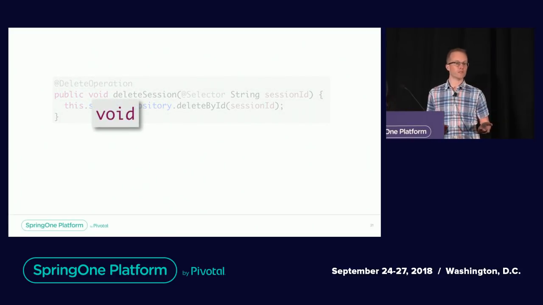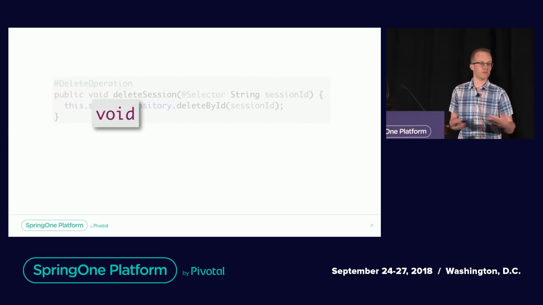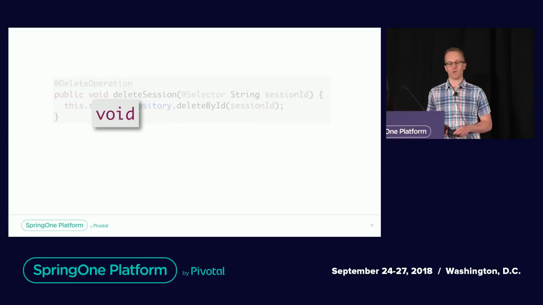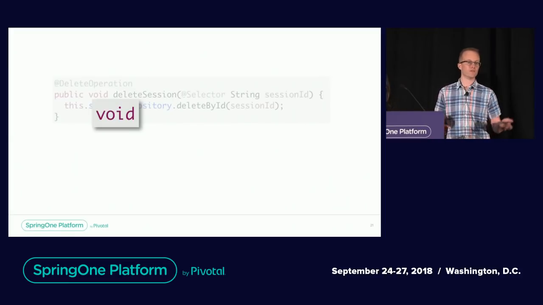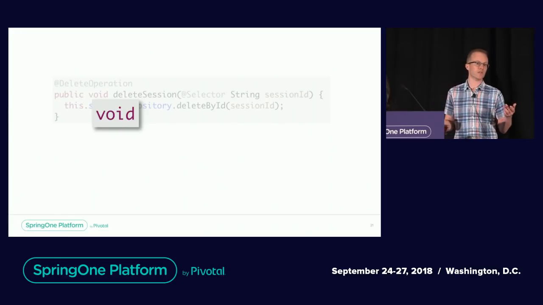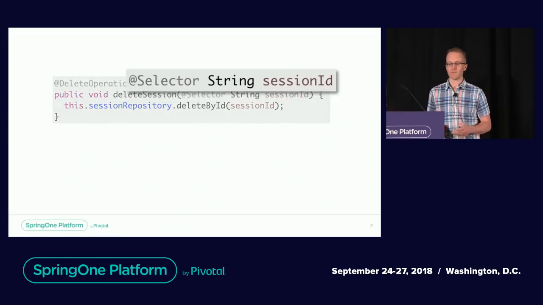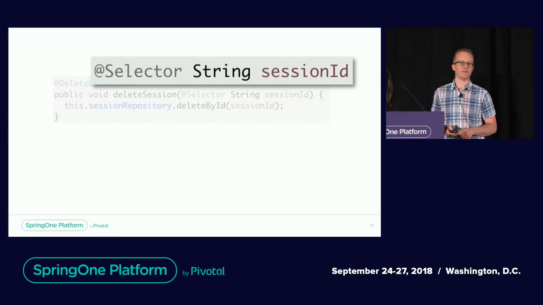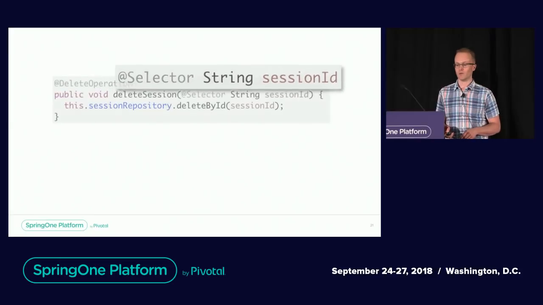This one returns void. There's nothing really to return. It's just the delete happens. There's no information to come back. That will get automatically mapped to an HTTP 204 response. So it's basically saying successful, but there's no content. It's an indication in the status code that the response won't have any body. And again, we're using a selector here to identify a specific session that we want to delete.